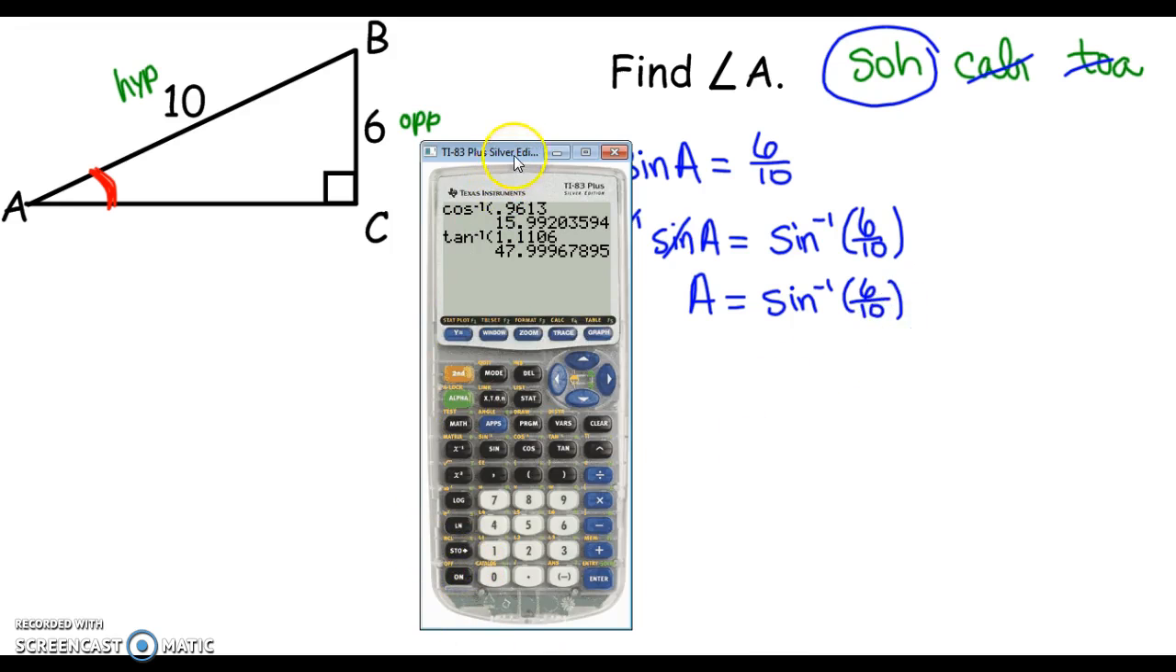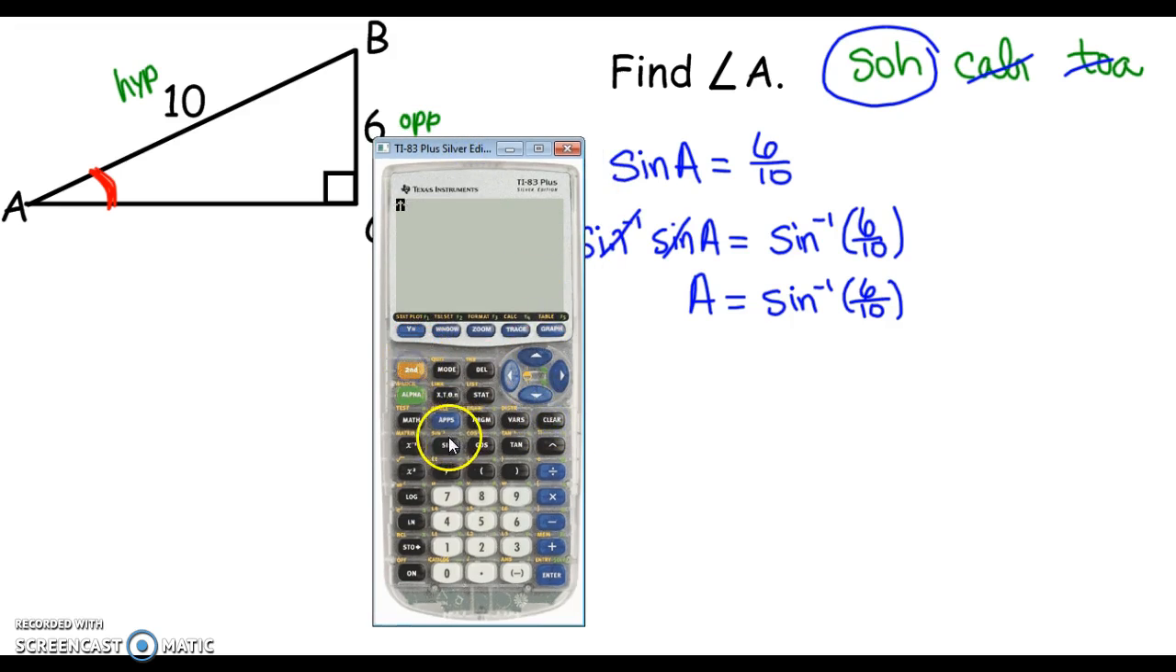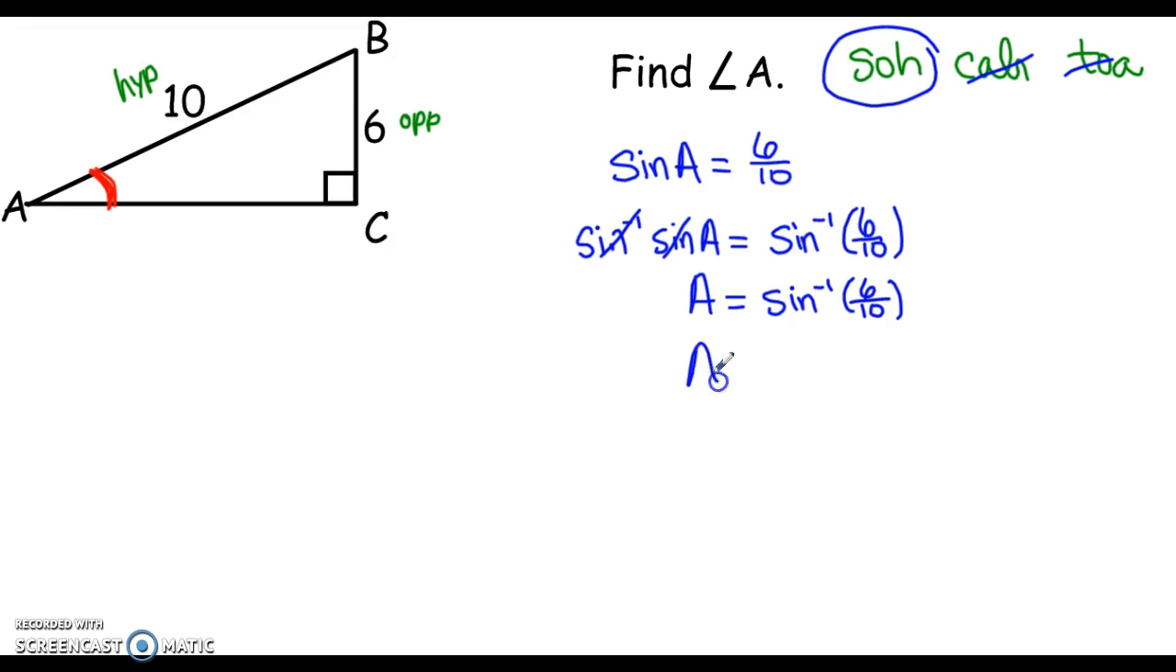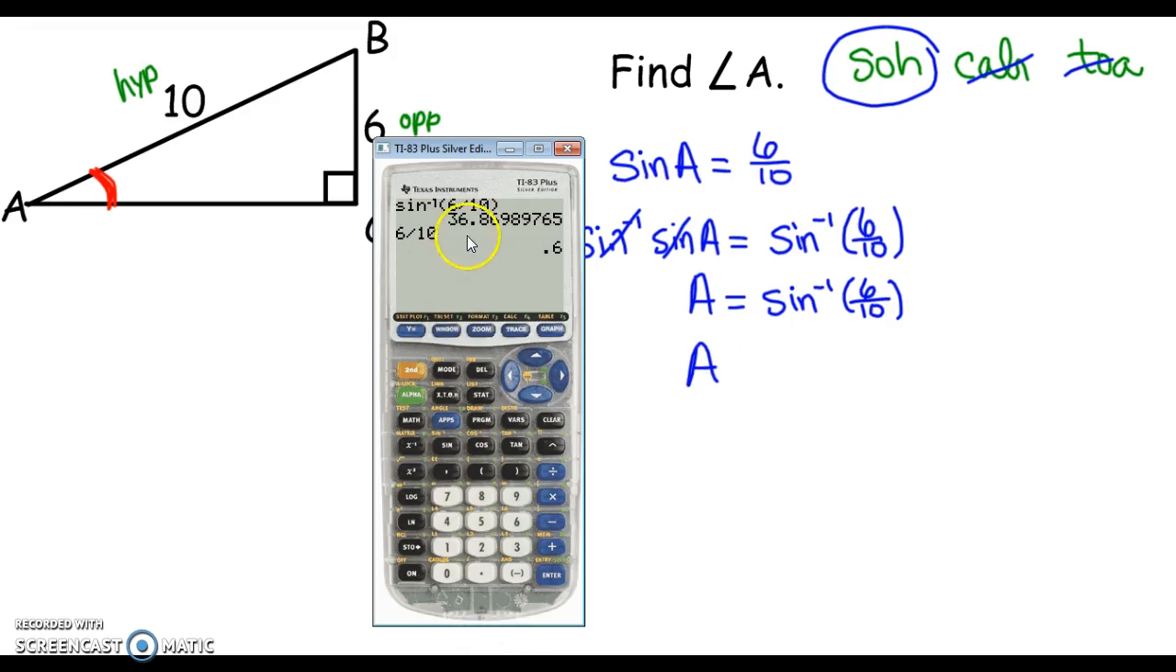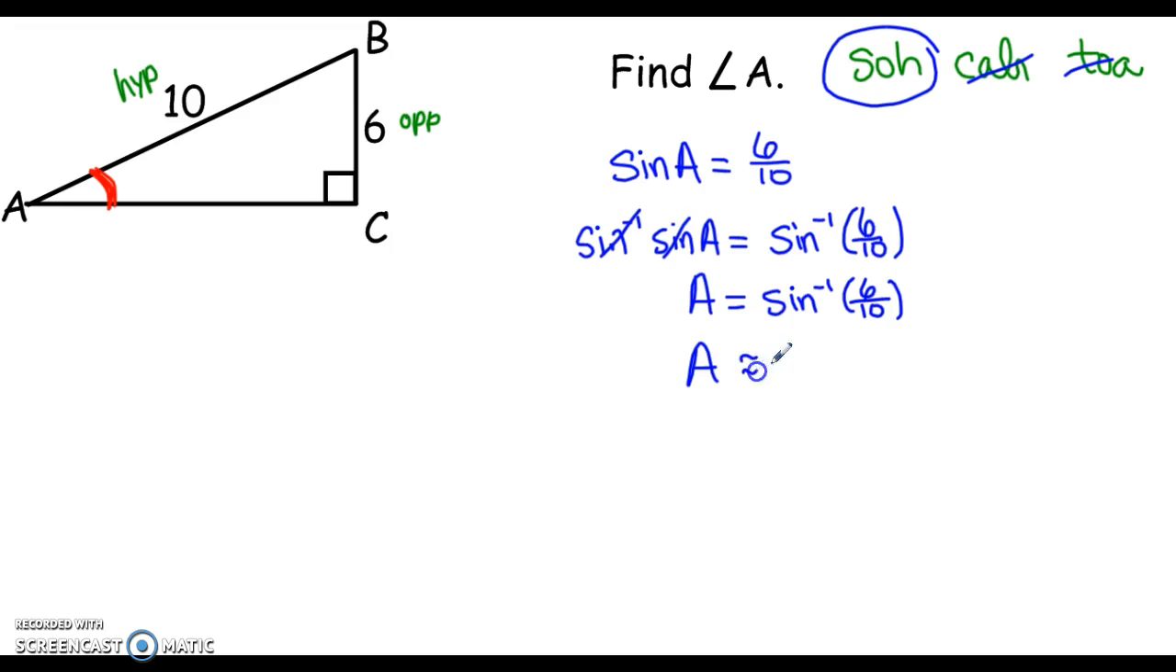On my calculator, I can just go ahead and plug that in right away, the sine inverse of 6 divided by 10. On other calculators, you might need to take 6 divided by 10 and then hit your second sine, but you might want to press enter on that one first. So it looks like angle A, if we rounded it to the nearest whole angle, is about 37 degrees. And that's what I was asked to solve for.